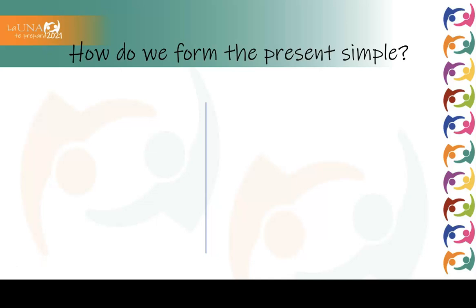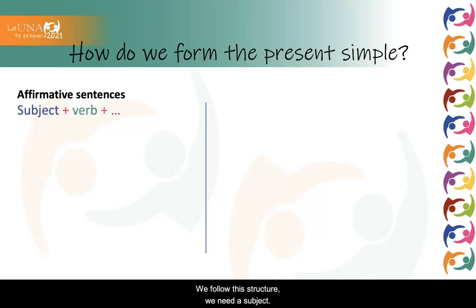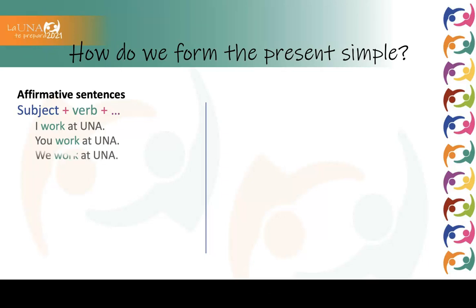How do we form the present simple? Well, for affirmative sentences, we follow this structure. We need a subject, plus a verb, plus anything else we're saying. Let's look at some examples. I work at una. You work at una. We work at una.